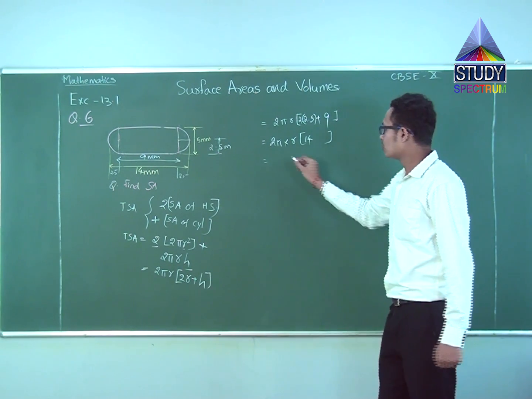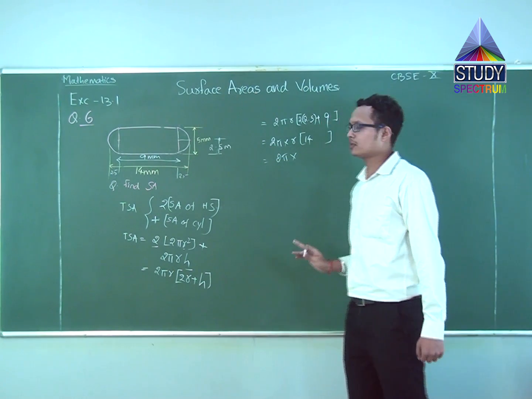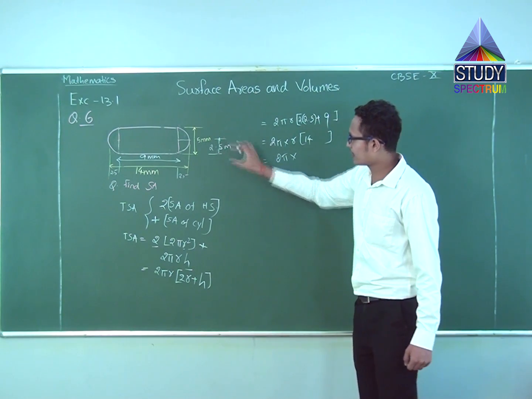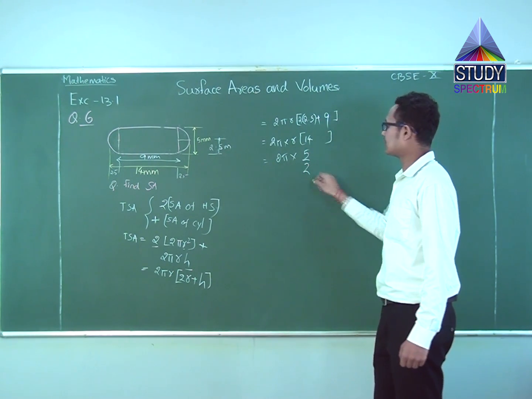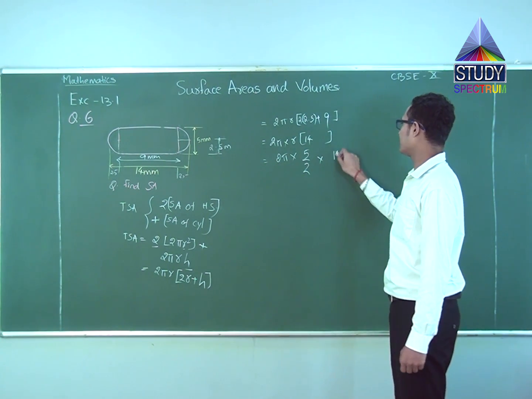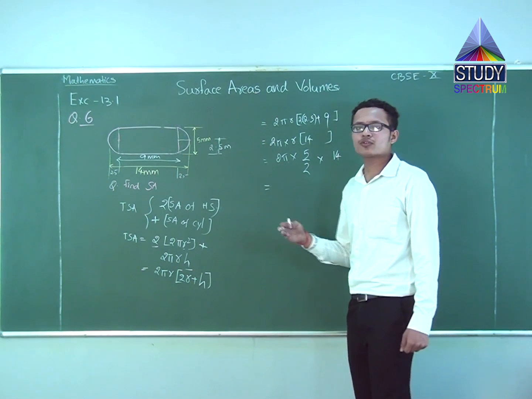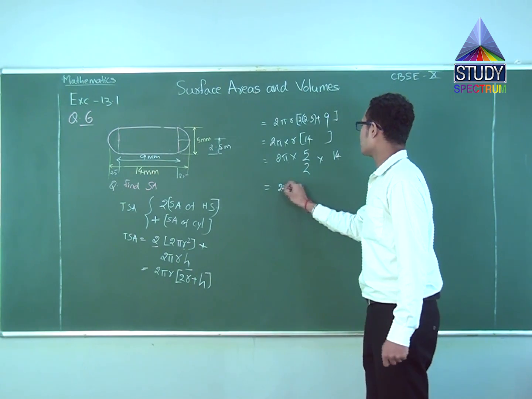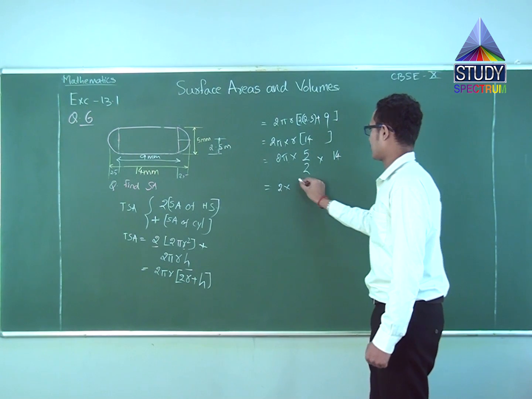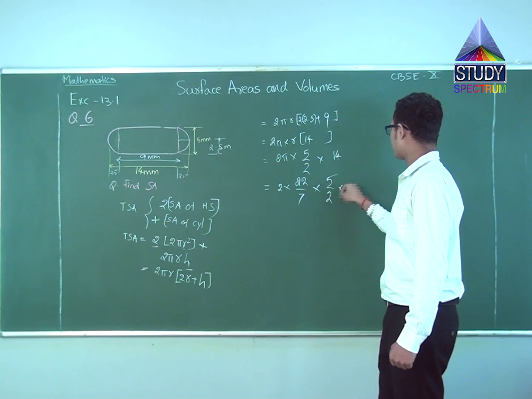Which is equal to 2 into pi into r, again r is radius of cylinder as well as hemisphere. R is 2.5. I can write this r as 5 upon 2, because 5 by 2 is still 2.5. This is multiplied by 14. Pi is equal to 22 upon 7 or 3.14. I am interested in writing 22 upon 7, because when I write that, you shall see why. 2 into 22 upon 7 into 5 upon 2 into 14.